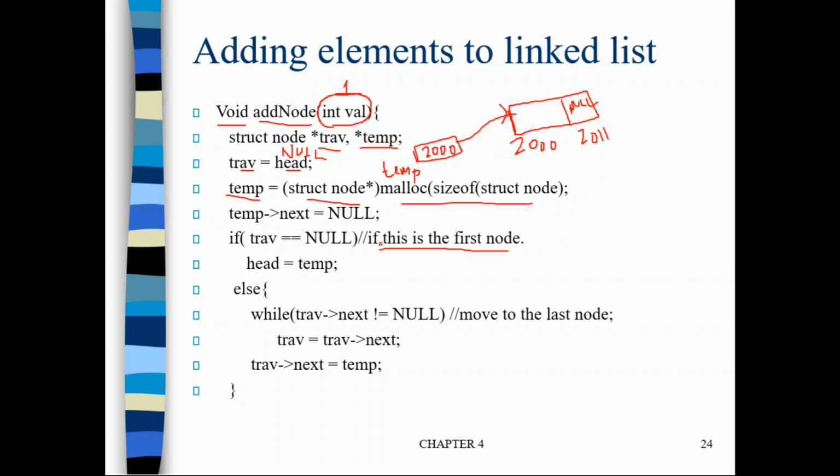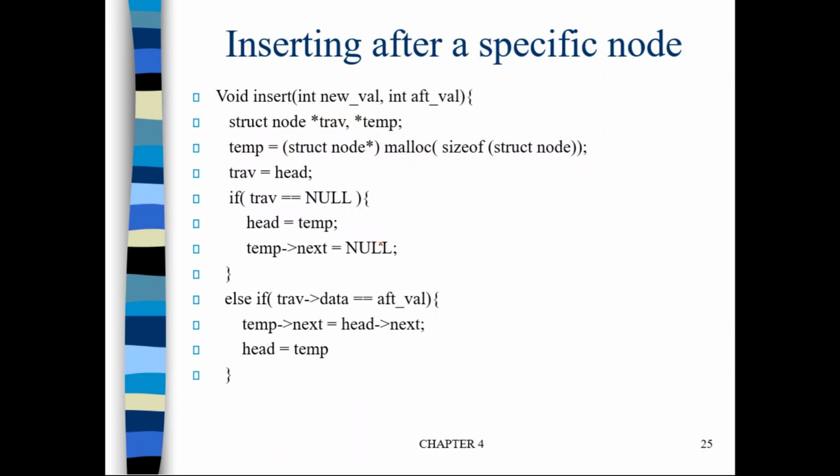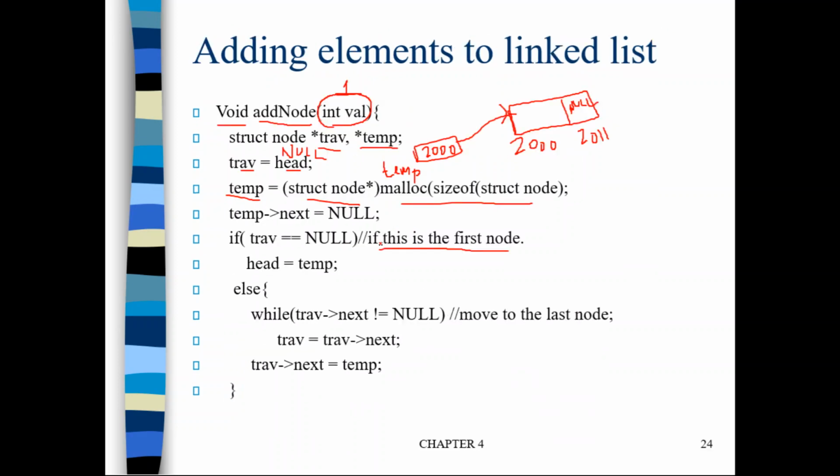If this is the first node, then what we are doing is we are just saying that head is equal to temp. That's all. Previously, what is head? Initially, head in the previous slide we have seen is null. It is not pointing anywhere.